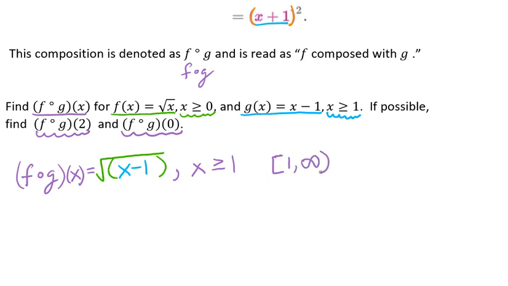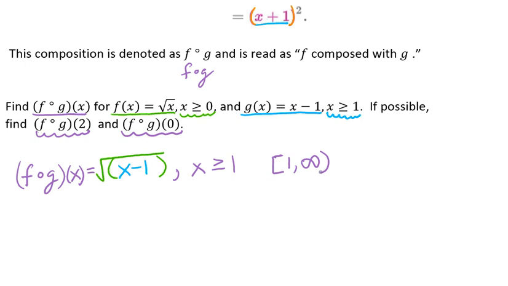The domain of the composition of f and g is the set of all the x's in the domain of g, such that g of x is in the domain of f. So you want to take the most restrictive domain, is usually how that works best.